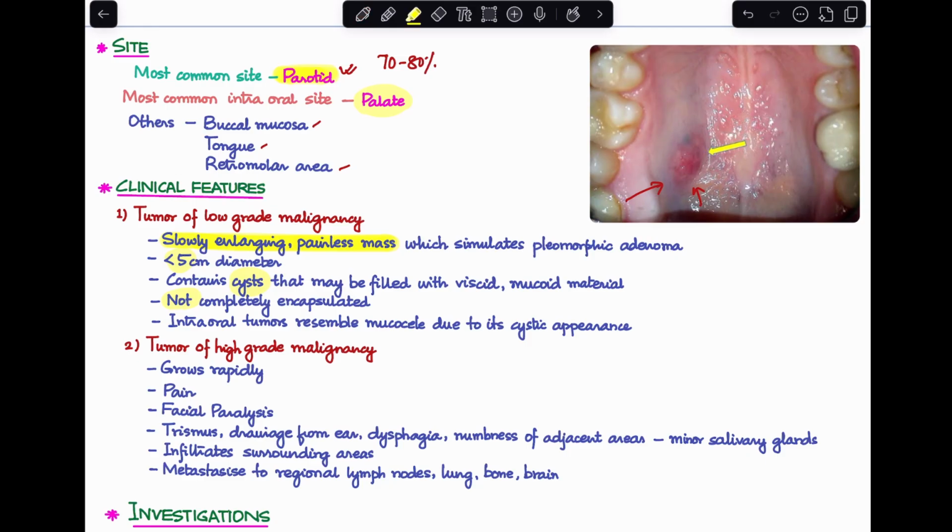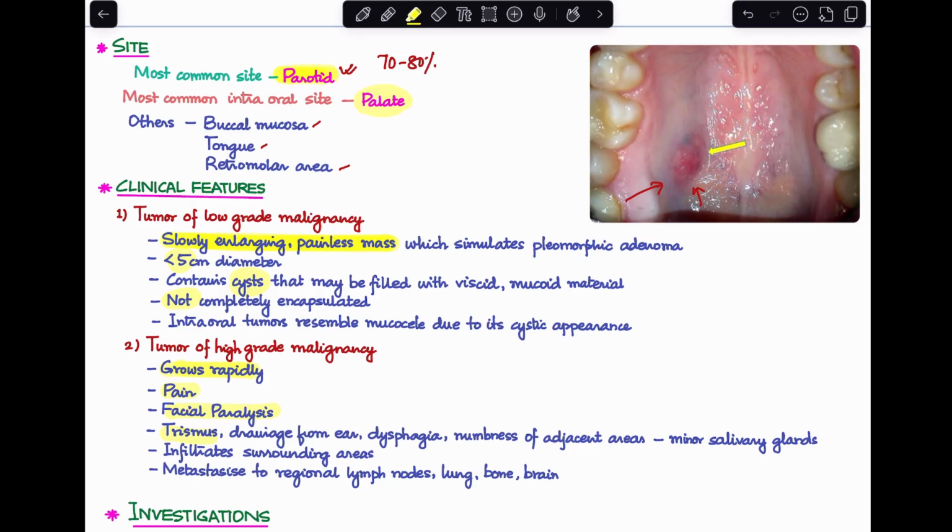If the tumor was high grade, then in that case, we'll see that there is increased growth. So there will be rapid growth happening. The patient may complain of pain, facial paralysis, and if minor salivary glands are involved, it can lead to other features like trismus, drainage from the ear, dysphagia, numbness of adjacent areas, and even ulceration can happen. It can infiltrate into the surrounding area, and also it can metastasize to the regional lymph nodes and other distant sites like lung, bone, brain, etc. So that is all the features of a high grade tumor of mucoepidermoid carcinoma.